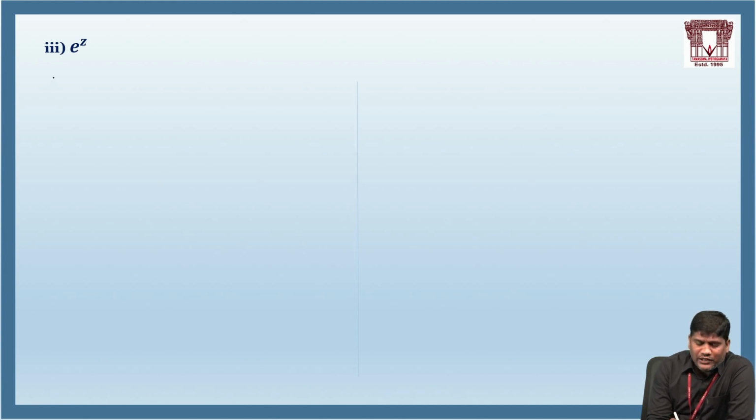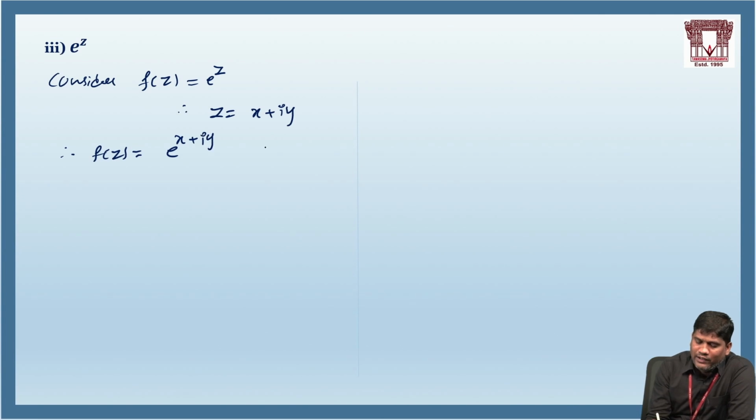First, we have to consider the function f of z is equal to e to the power z. Since z is equal to x plus iy, we have to substitute there. Then we get f of z is equal to e to the power x plus iy. Everybody knows e to the power a plus b is equal to e to the power a into e to the power b. According to that principle, we can write e to the power of x into e to the power iy. Everybody knows e to the power i theta is equal to cos theta plus i times sin theta.